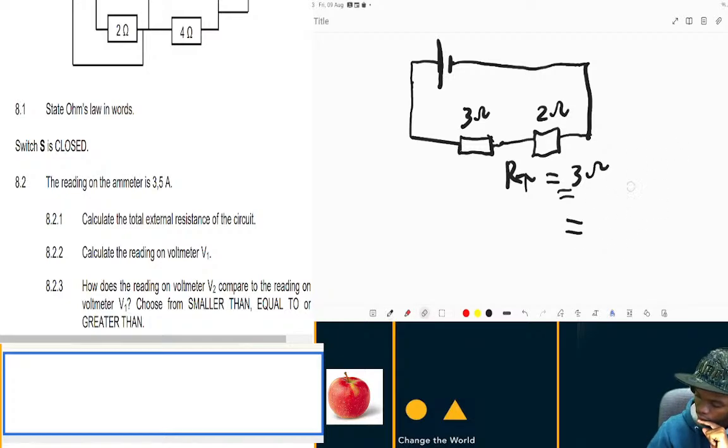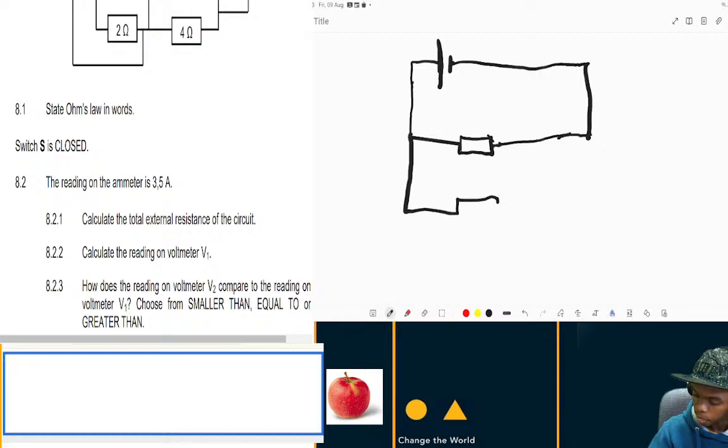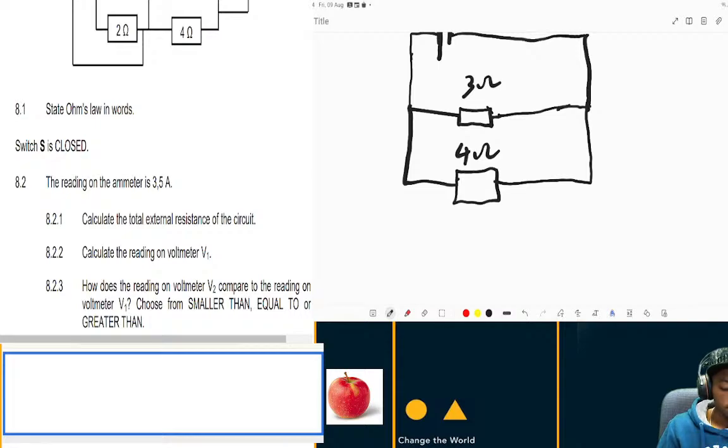Right? Now, the same scenario, but this time let's just extend it and do it in parallel. So this is parallel. In terms of parallel, if I still have, let's say, 3 ohms and 4 ohms, now I have this scenario. Now my resistors are no longer in series but in parallel, and in this case it won't be the same.